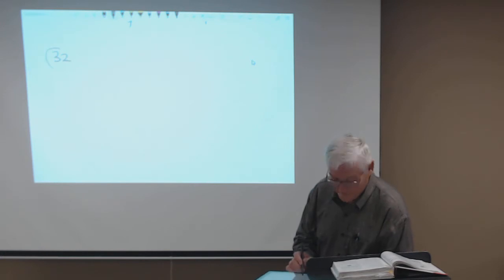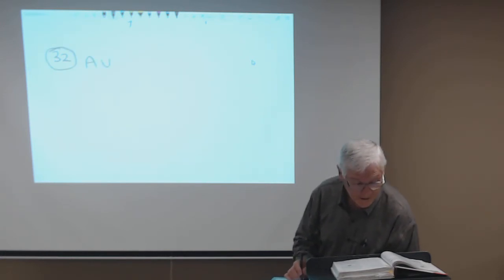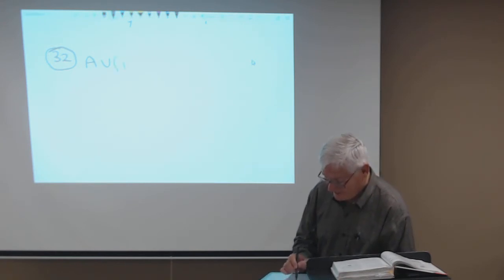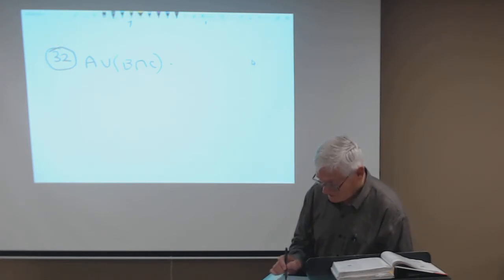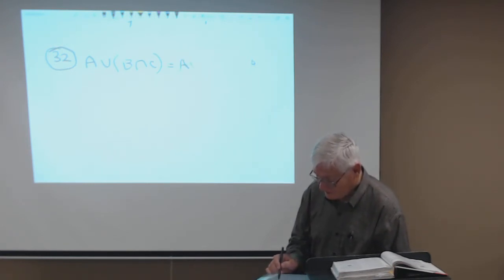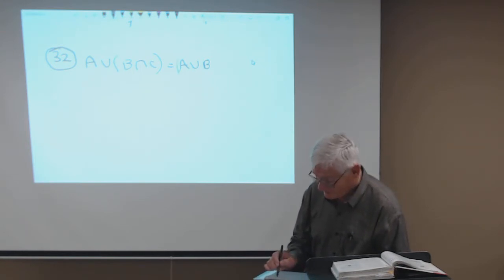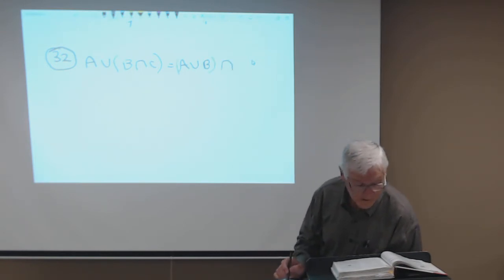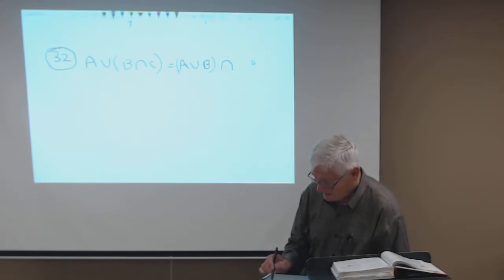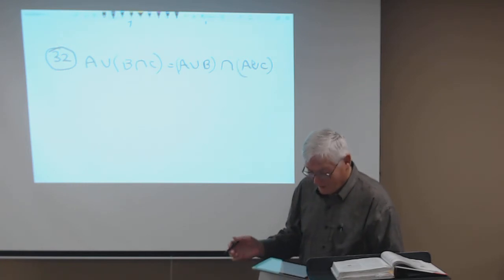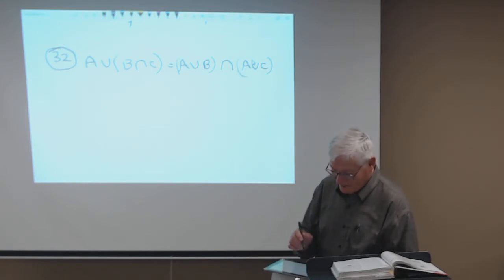Number 32. A union, parentheses, B intersect C, equals A union B, in parentheses, intersect, wow, A union C. You go, whoa, that's way too much stuff. No, just take it one at a time.